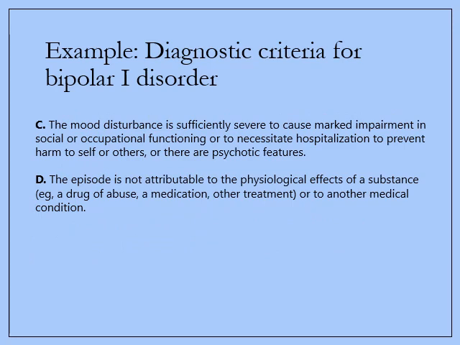Criterion C, the mood disturbance has to be severe enough to cause marked impairment in some area of functioning. And criterion D, the mood episode can't be attributable to a substance. So it can't be that they used cocaine and had these mania-like symptoms. It has to be something that happened without some sort of outside influence.